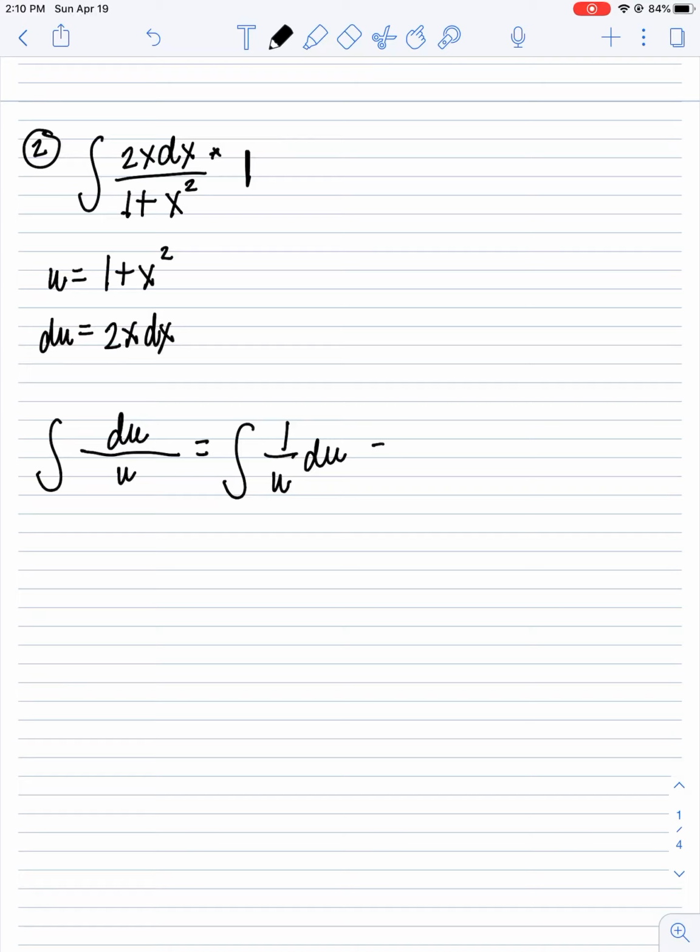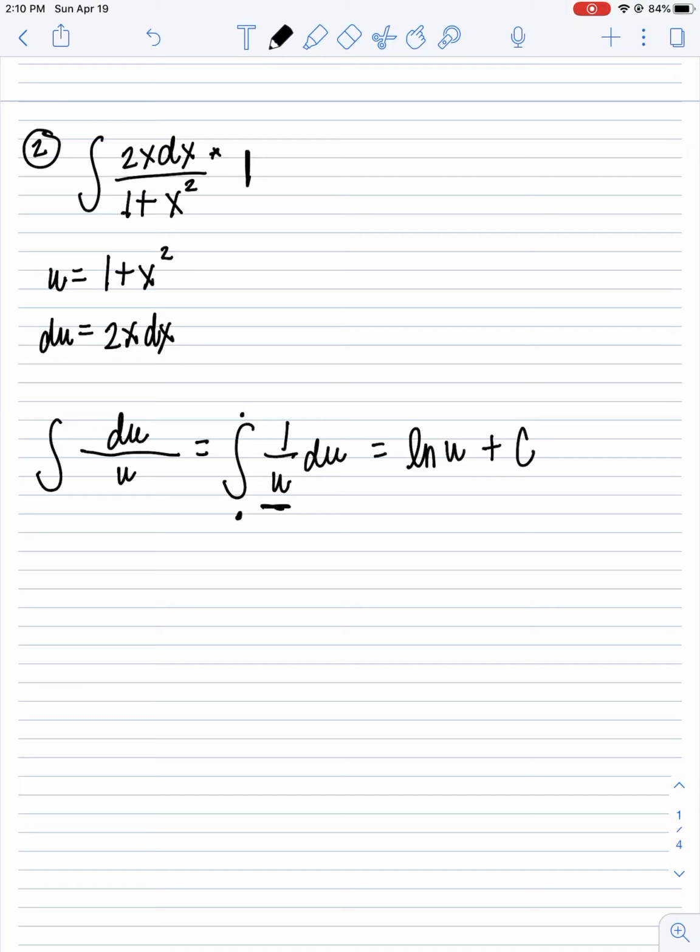Because I know that the antiderivative of 1 over u is natural log of u. Okay? I need you to know that from 4.1. So the antiderivative of 1 over u is the natural log of u plus c. Okay? Why plus c? Because I didn't give you a lower bound nor an upper bound again. Okay? And then what is the last step? The last step is simply to plug back in u.